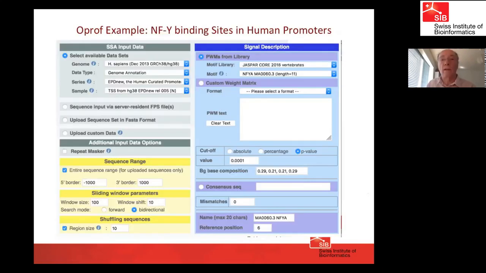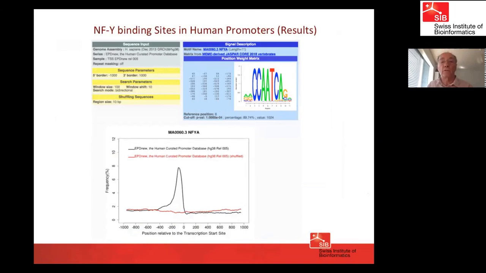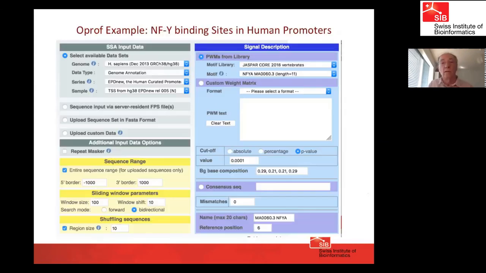So that's how you fill out the form. We do this in the exercise in the afternoon, and that is the picture you get as a result. Note that you can require to do the same analysis for shuffled sequences. Shuffling is regional. It means that the computer takes each sequence, cuts it into 10 base pair windows, and changes the order of the bases in each window.